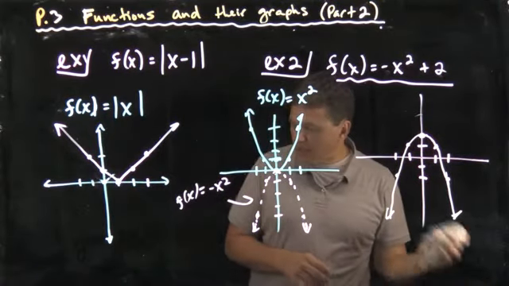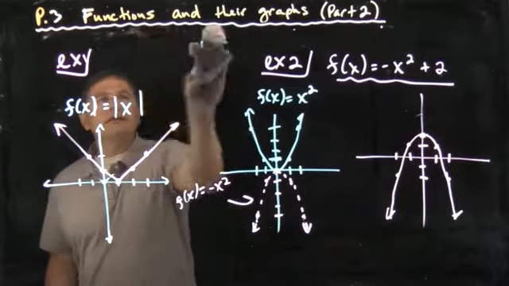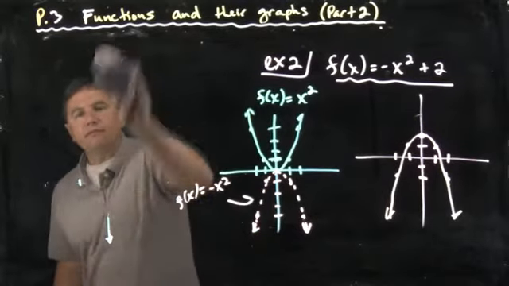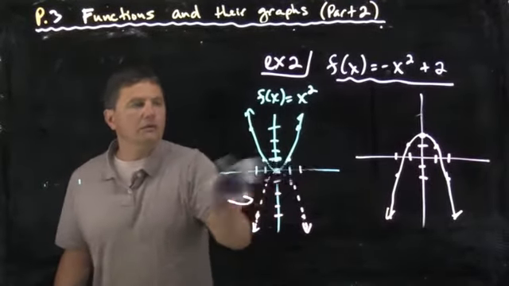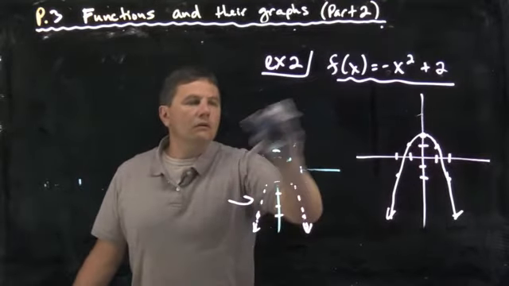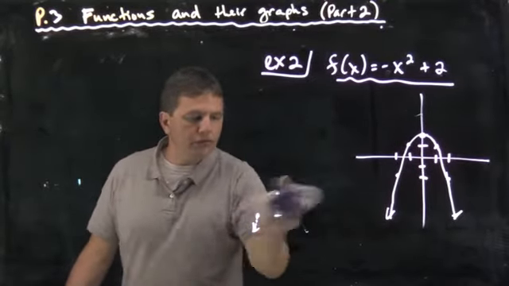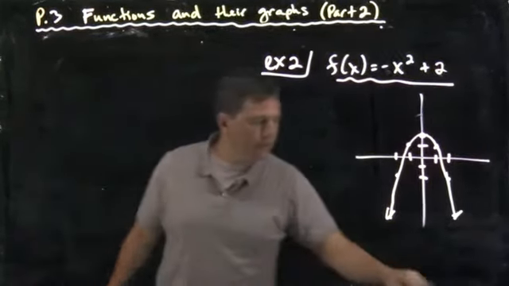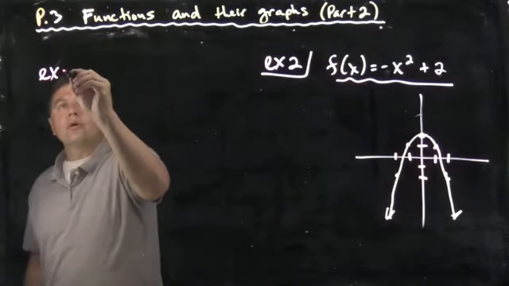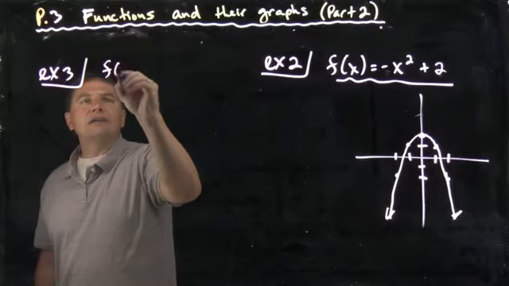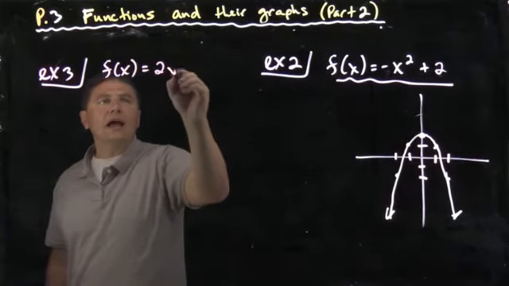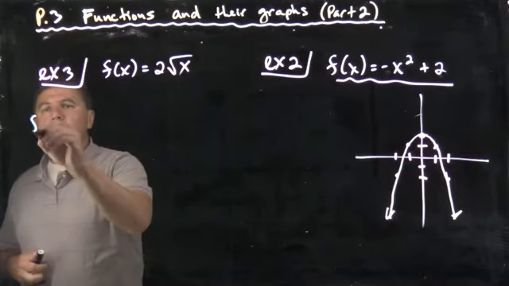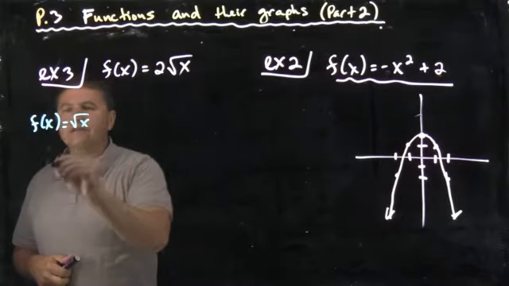All right, let's do one last one. And this is one that can cause the most confusion in different contexts. Okay, so this one is the dilation, the value in front. So let's go with f of x equals 2 times the square root of x. So let's start with the parent function, f of x equals square root of x.